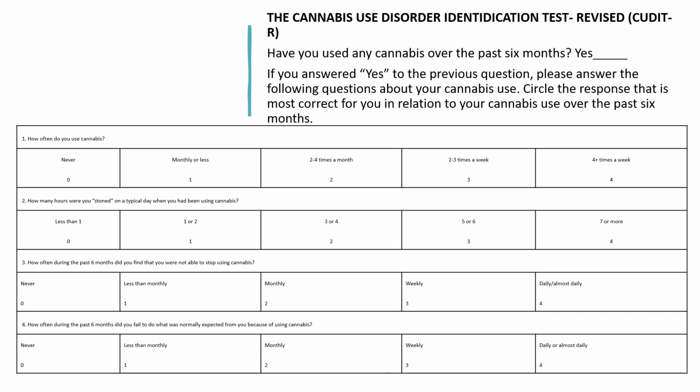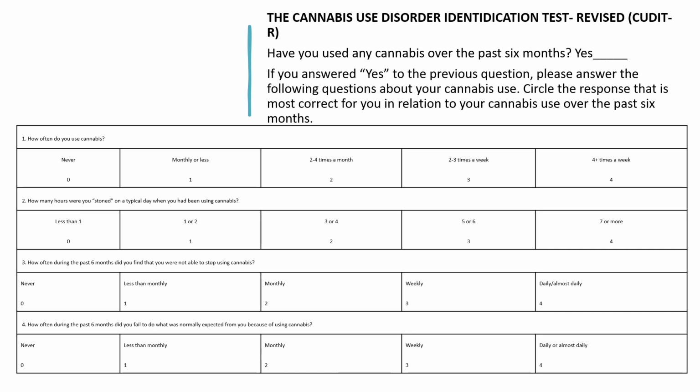How often do you use cannabis? And you answer 0, never, 1, monthly or less, 2, 2 to 4 times a month, 3, 2 to 3 times a week, and 4, 4 or more times a week. And you go down and you do that for each question, and you get your score. So the questions are, how often do you use cannabis? How many hours were you stoned on a typical day when you had been using cannabis? How often during the past 6 months did you find that you were not able to stop using cannabis?